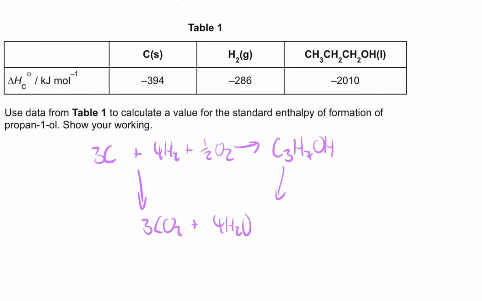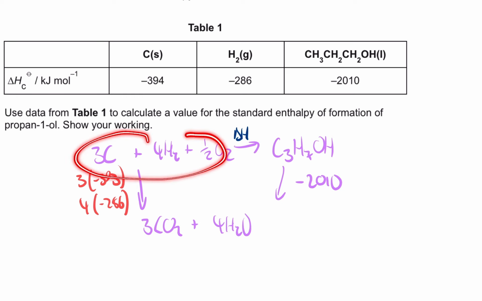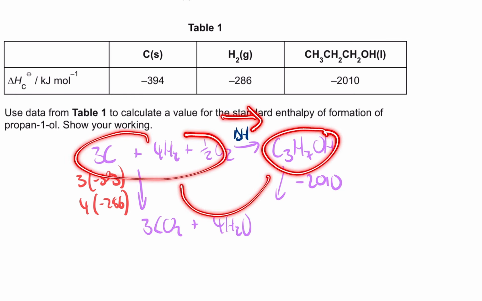So we've got 3 lots of carbon. So 3 lots of minus 393. We've got 4 lots of hydrogen. So 4 lots of minus 286. On the other side, we've got minus 2010. And this is our value that we're trying to work out. We're starting here, we're finishing here. We can't go this way, so we go this way.